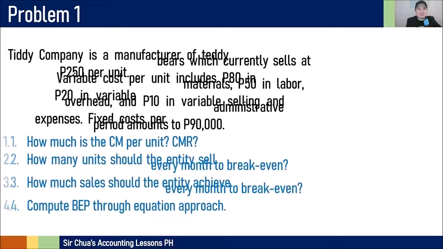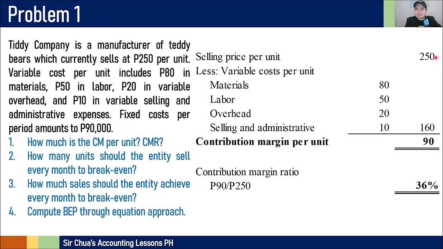For number 1, how much is the CM per unit and the CMR? Ganito lang po yan. If your selling price per unit is 250 and then you deduct all of your variable costs, which is materials of 80, labor of 50, overhead of 20, and selling and administrative of 10, that gives you a total variable cost per unit of 160. You deduct the variable cost per unit from the selling price per unit, yun na po yung contribution margin per unit, 90 pesos per unit.